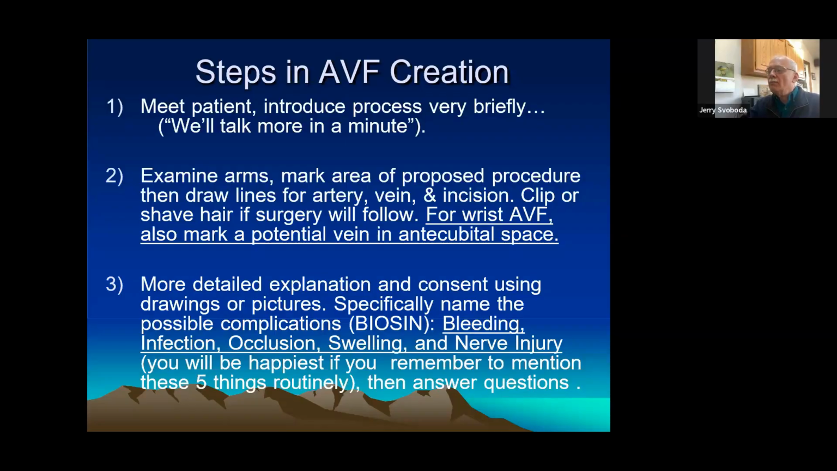Examine the arms, mark the area of vein, artery, and proposed incision, and then get into a detailed explanation with the family about what you're planning to do. For this, I typically use the back of the consent form. If it's blank, I draw a picture of an end to side hookup and tell them what we're trying to do. What are we trying to do? We're trying to make that vein get big. It's going to take some time, 6 weeks to 6 months. There are risks to the surgery, but they are minor.